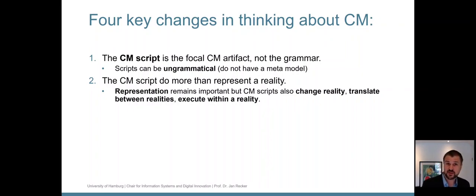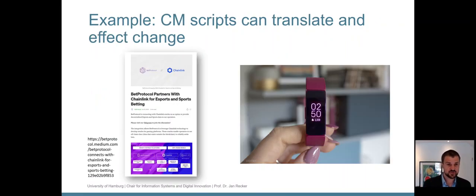But if a script does more than represent, then of course we need other dependent variables. I can't measure execution goodness or efficacy or consequences by asking people how much they understand from that domain. How much have you learned about invoice processing here? So with scripts doing more than representing a reality, we need to figure out what are the best ways of measuring these different functions of a script.